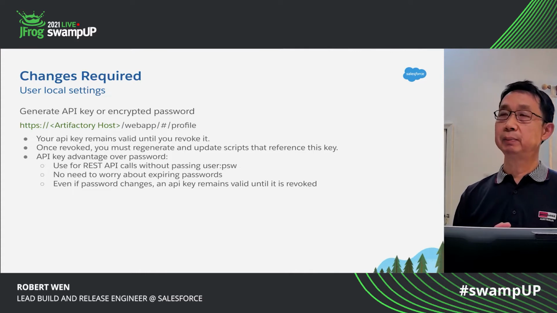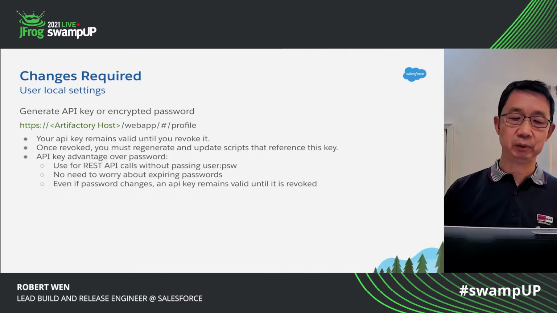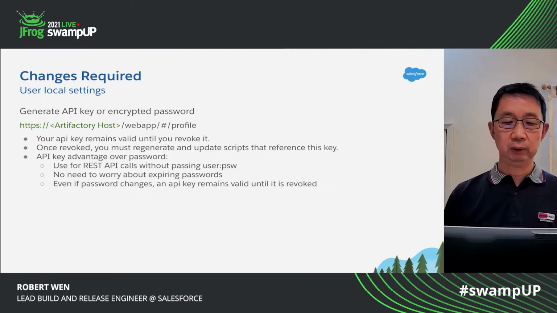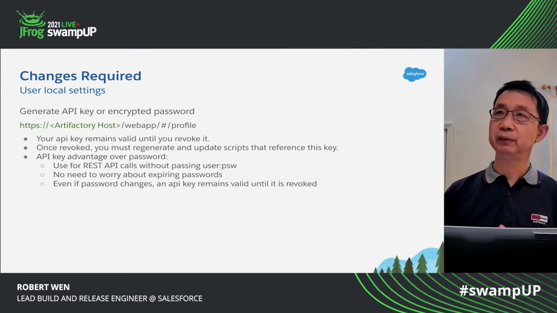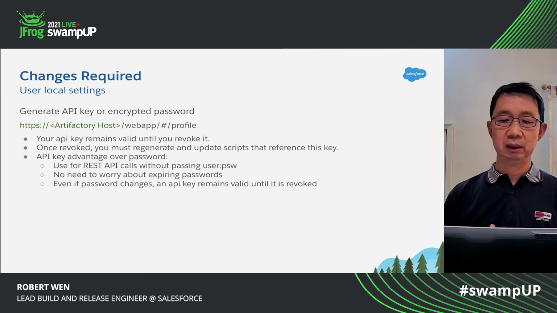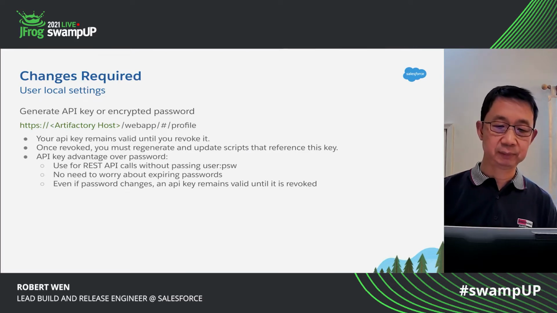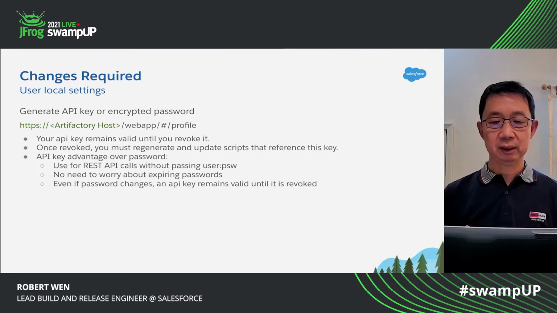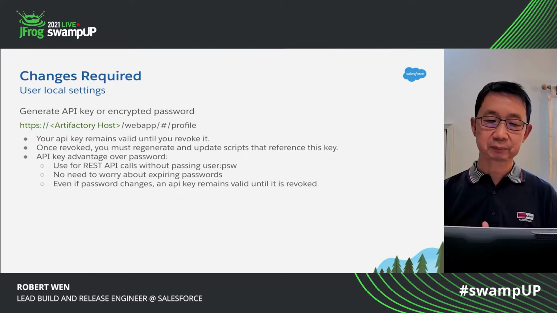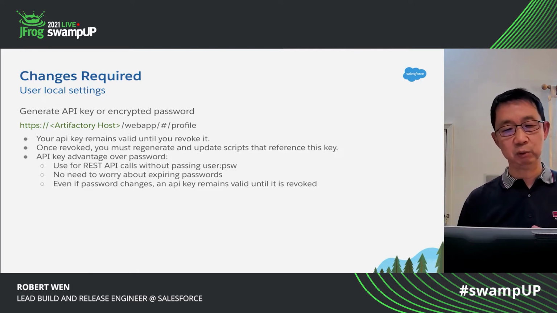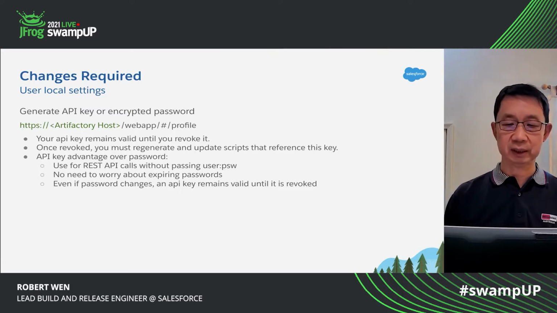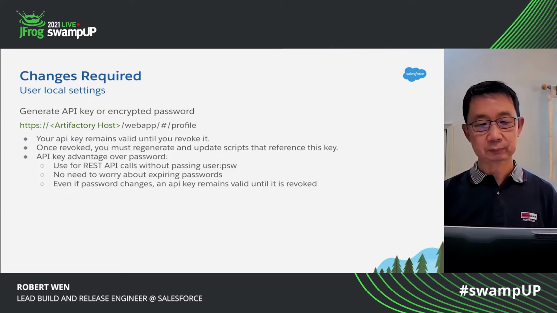Of course, you can use a password, but there's an advantage to using an API key. For example, users can use the API keys for carrying out REST API calls. There's no need to worry about expiring passwords. Even if the password changes, an API key remains valid until it's revoked. Once this API key is revoked, of course, you have to generate a new API key and update local settings accordingly.